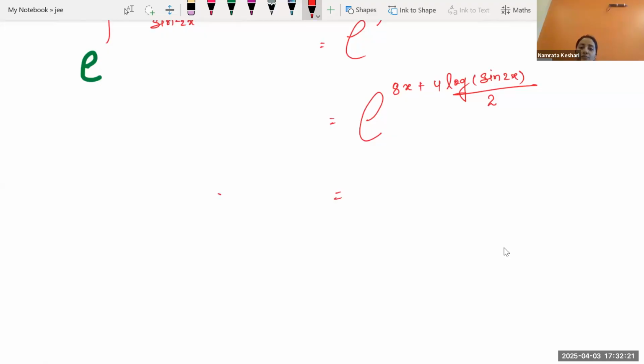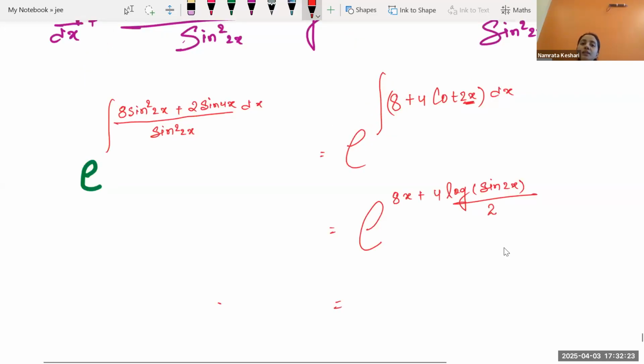So this is what we are having after the integration, and we can clearly see that most of the time, 70%, 75% of the time, we are able to just remove this e from here, but not in this question. We can clearly see 8x is there added in front. So what to do with that?